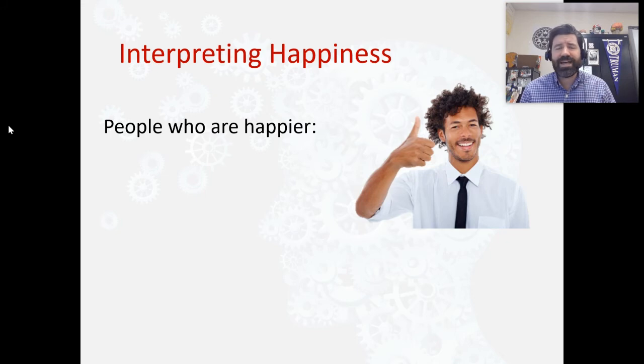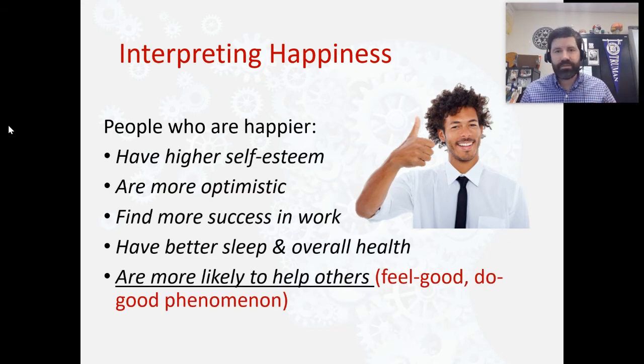As far as interpreting happiness, I'll be honest, this slide's pretty straightforward. Your book goes into a lot of detail about the importance of experiencing happiness. Most of this is pretty self explanatory. You can kind of pause it here and look at these things, and I imagine you would be able to predict, for example, that happier people are more optimistic and they have higher self esteem and things like that.